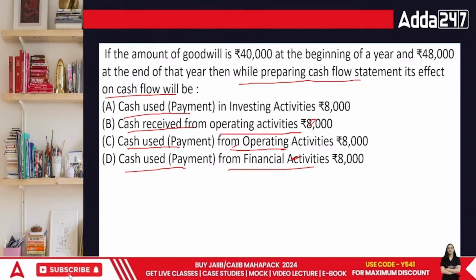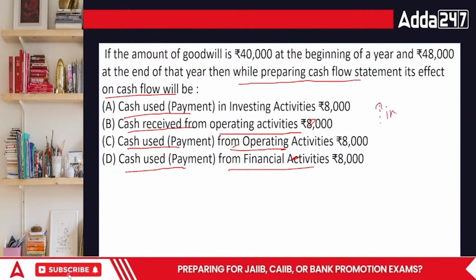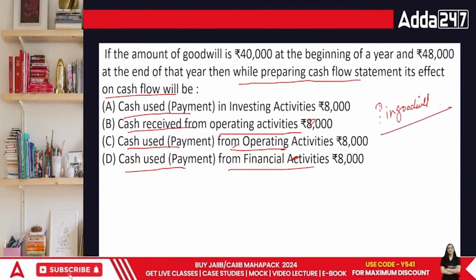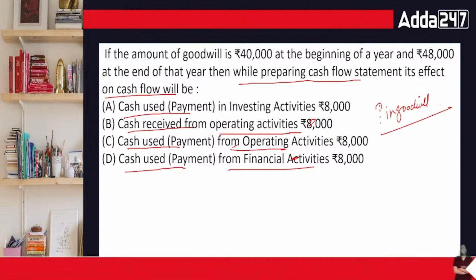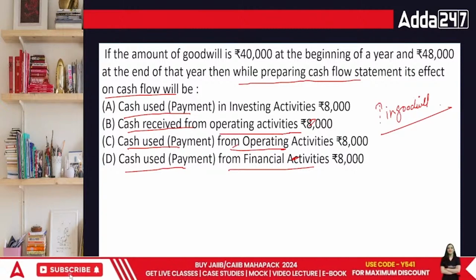Okay, we are talking about 40 and 48. There is an increase in goodwill. So probably that might be because of two reasons. Revaluation, what's stated. So obviously probably we would have bought goodwill of 8,000 rupees, right? The goodwill of 8,000, if it is bought, then what would be the amount?